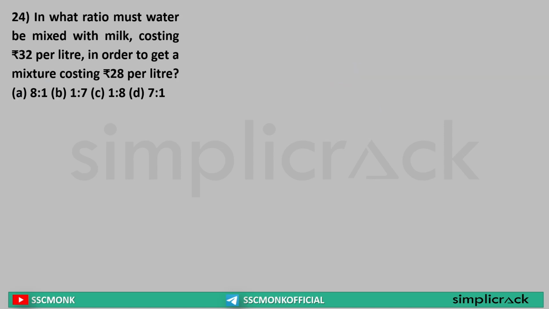Next, in what ratio must water be mixed with milk costing 32 per liter in order to get the mixture 28? Now see, milk was 32, water is cost free, 0, so it has been added to get the mixture at 28 rupees. Yes or no? Yes. So now what is happening? 32 minus 28 is equal to 4. 28 minus 0 is equal to 28. 4 7s are 28. So the ratio of milk to water is 7:1.